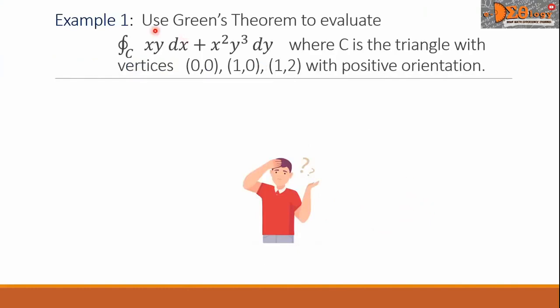Example 1. Use Green's theorem to evaluate the line integral of xy dx plus x squared y cubed dy, where C is the triangle with vertices (0, 0), (1, 0), (1, 2) with positive orientation.